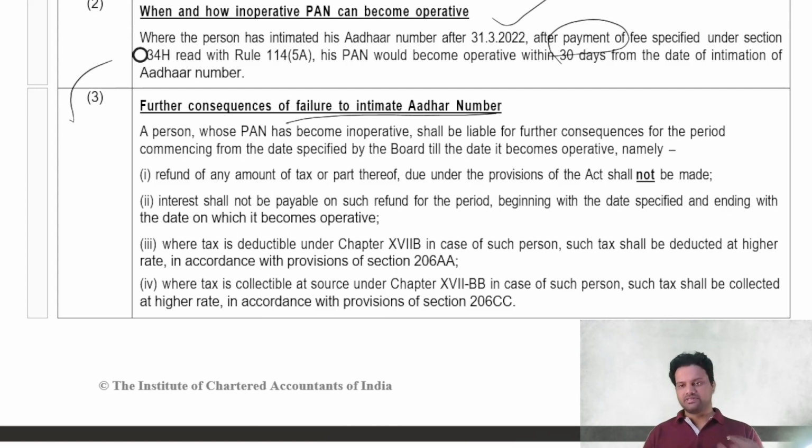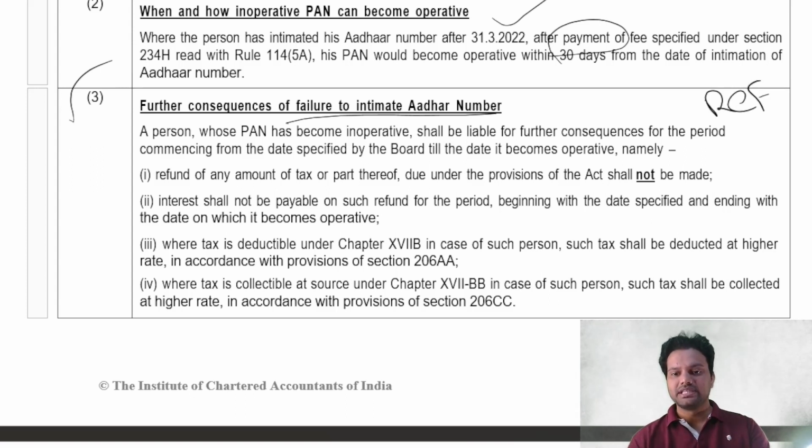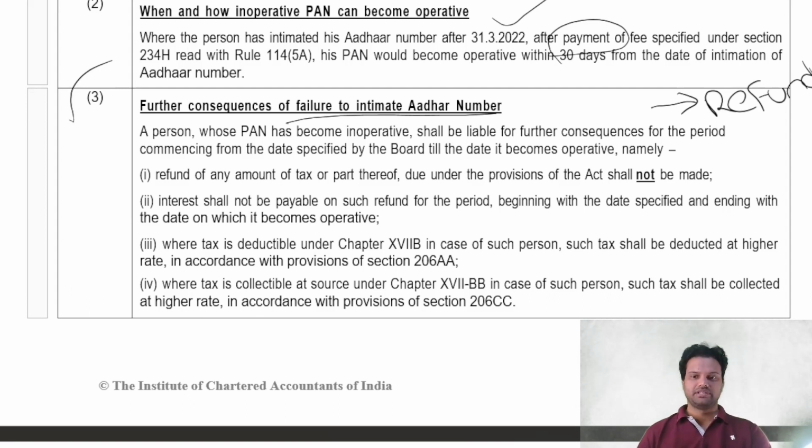Further consequences: the first thing is he won't get any refund. If he is eligible for a refund that is due from the department, from that date he doesn't get any refund from the department. Not only the refund, if there is a due from the department, it will pay interest also, right, on the refund amount. That interest also he won't get.